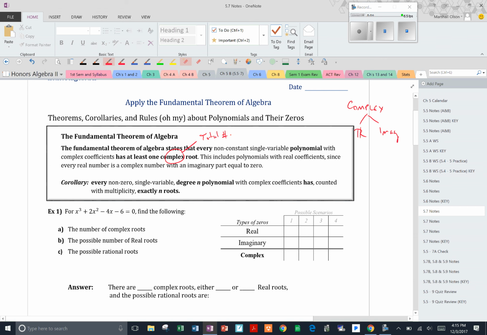So, for example, a quadratic would have two complex roots. Both might be real, both might be imaginary. You can't have one imaginary because imaginary come in pairs.